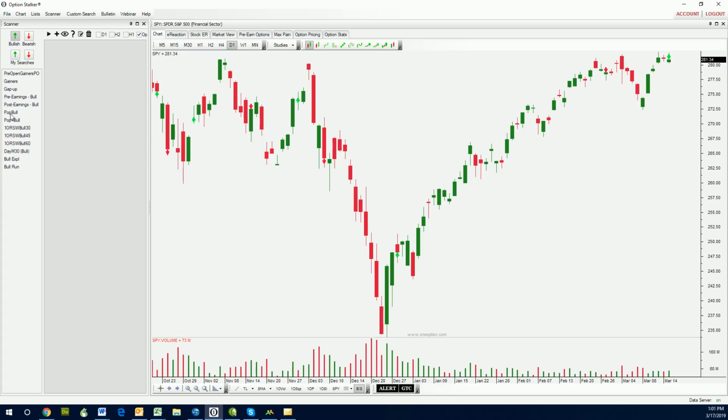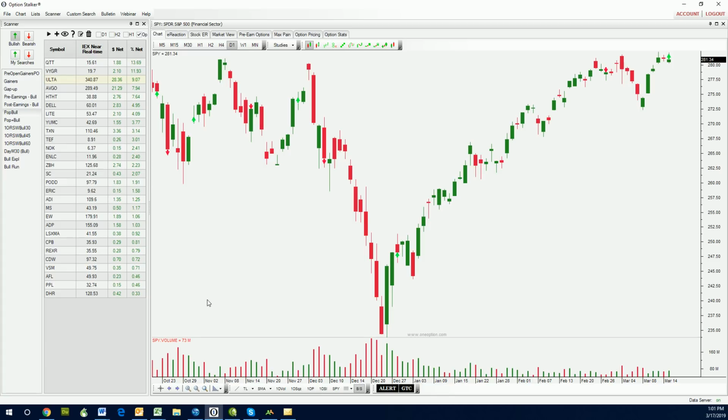And I'm going to select one search called Pop Bull. This is a canned search. This is one of my favorite swing trading searches. You might not need anything more than this. This is the S&P 500, and you can see how we sold off hard last December. We've had a nice tight rally up to major horizontal resistance, and now we're breaking through this 281 level.